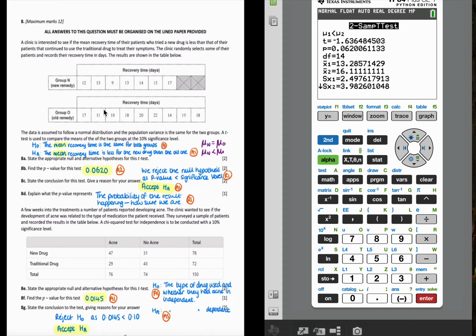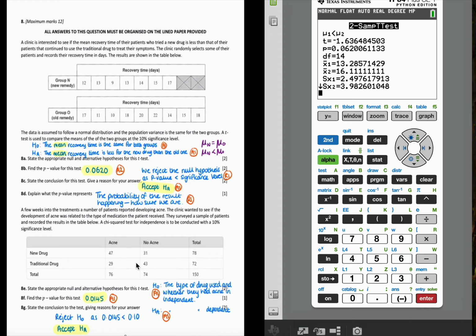And then the question goes on to say that after a few weeks of using this new remedy, some patients have developed acne, and they want to see if it's a direct kind of relationship to the new drug. Is it related to that, or is it just coincidence? So this is exactly how a process would work in real life. So we have the data here, the number of people with acne or no acne with the new drug, and then we've done the data for the traditional drug as well. And we're going to see if there's any relationship here.